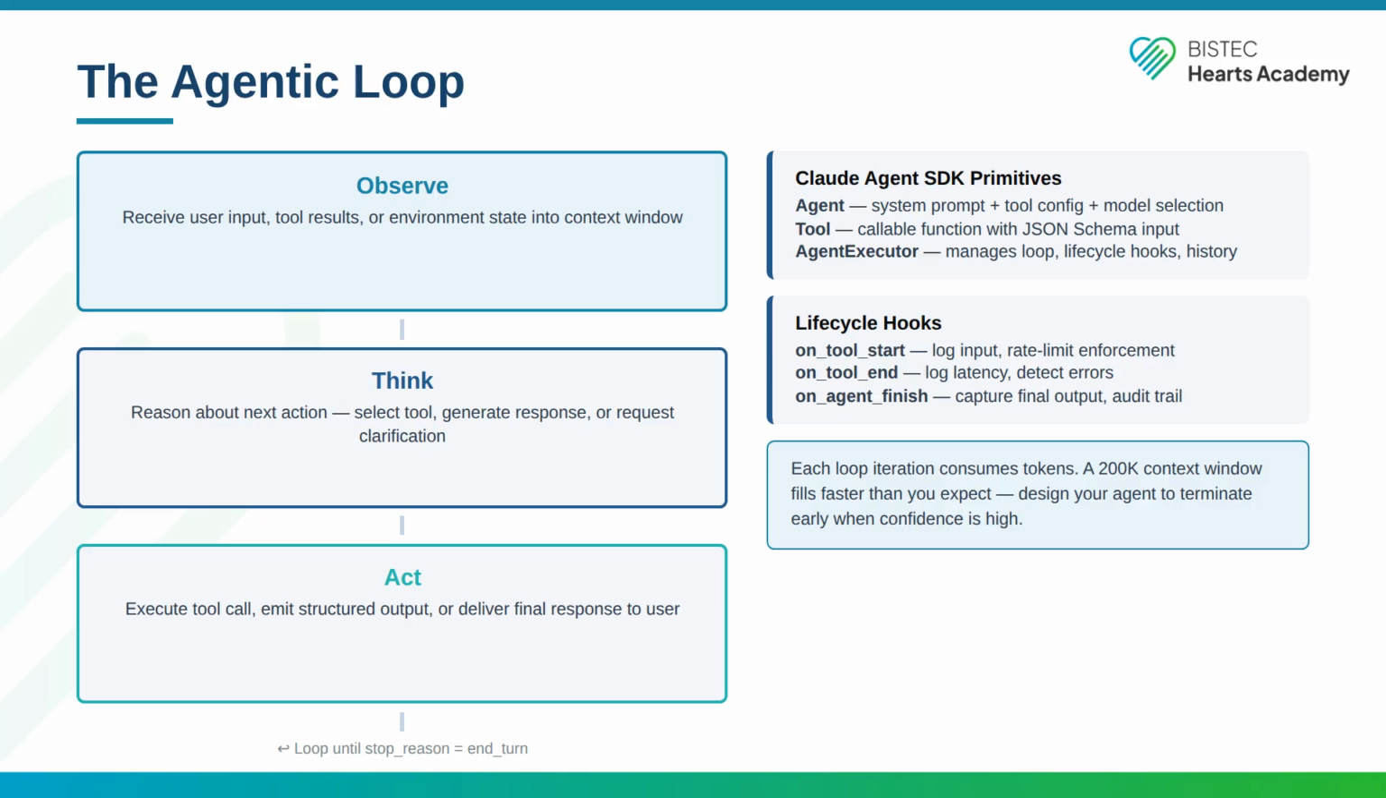One critical design principle: each loop iteration consumes tokens. A 200K context window fills faster than you expect, especially when tool responses return large JSON payloads. Design your agents to terminate early when confidence is high, rather than looping indefinitely looking for certainty that may never arrive.